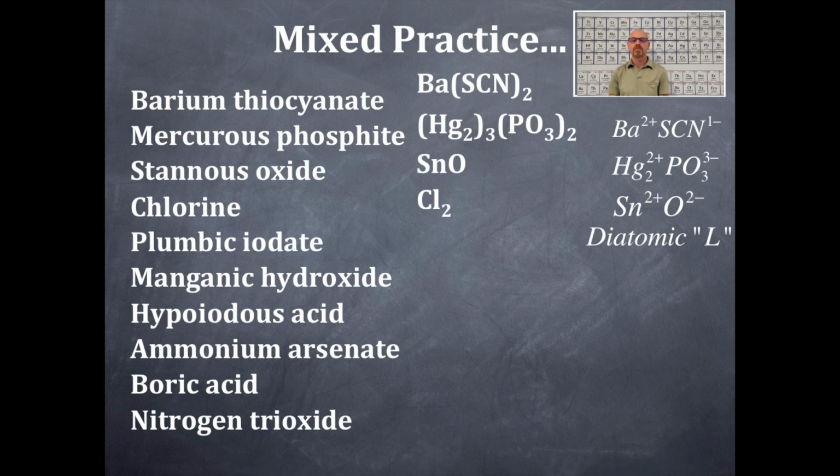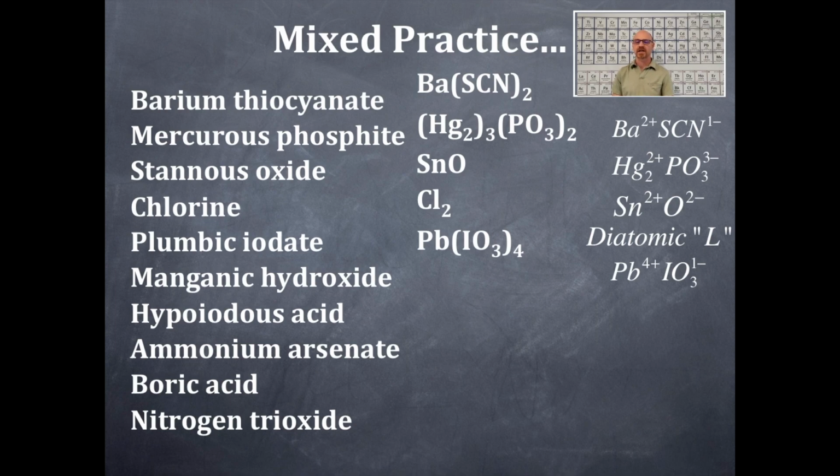The next one is plumbic iodate. Plumbic is a 4 plus charge, and iodate is a polyatomic ion. Pb 4 plus, IO3 1 minus. We're going to take that 4, that 1, absolute value of those numbers, flip, bring it down, and we're going to get our formula Pb, IO3 with a parentheses and a 4. You're well on your way, halfway here.